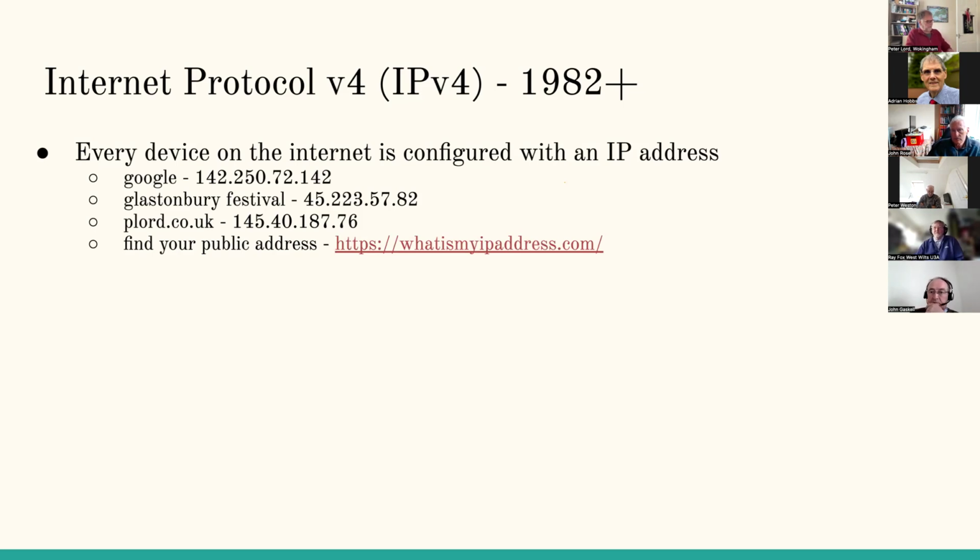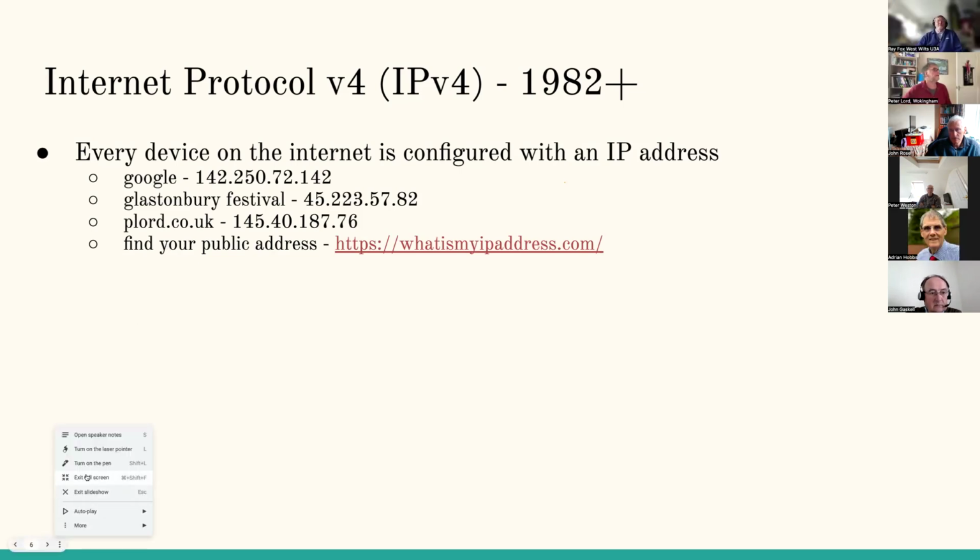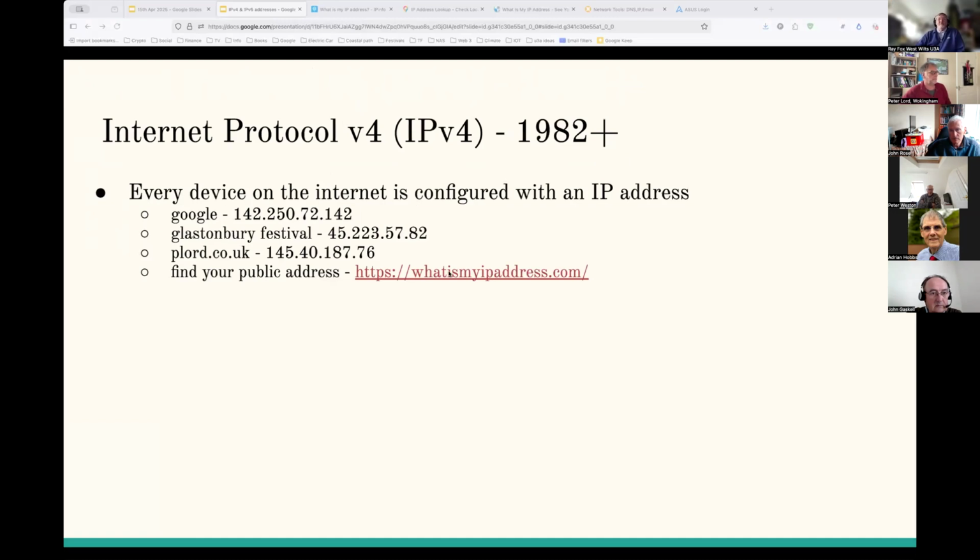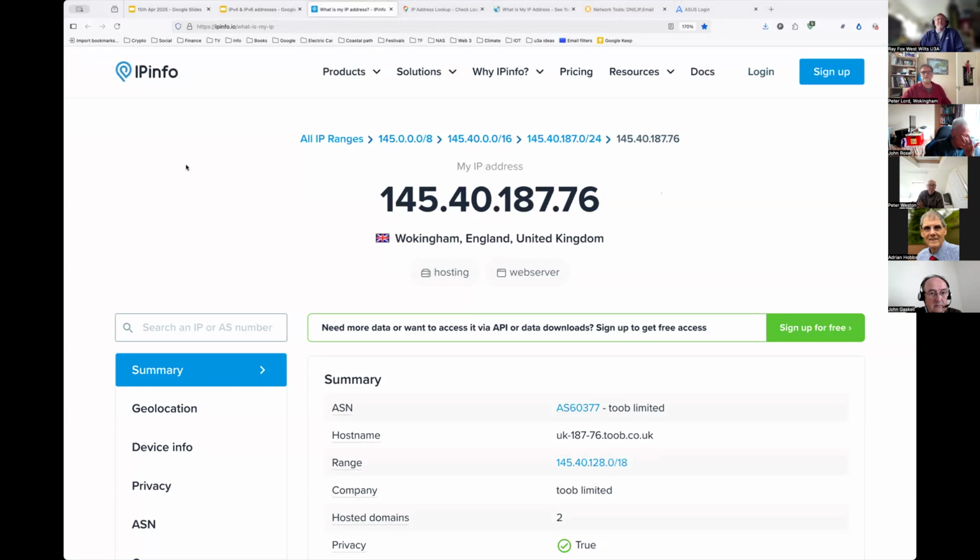So if you don't know what your desktop IP address is, there are sites to show that. You can go to these web addresses. And here's an example. Hopefully you can see this. This is IP info, and it tells you what your public IP address is. So you can always look up your public IP address. Yeah, Ray, go ahead.